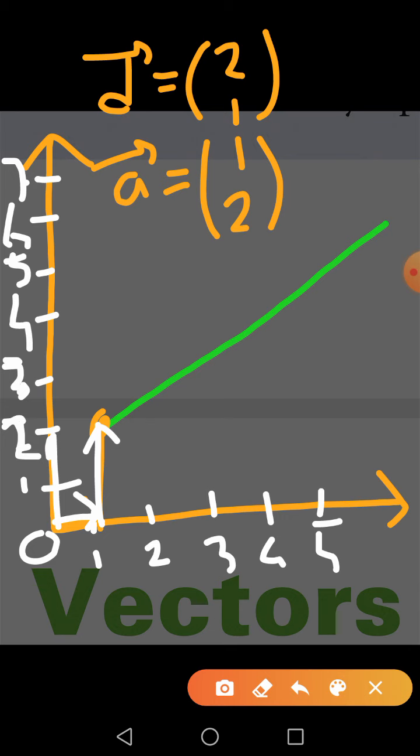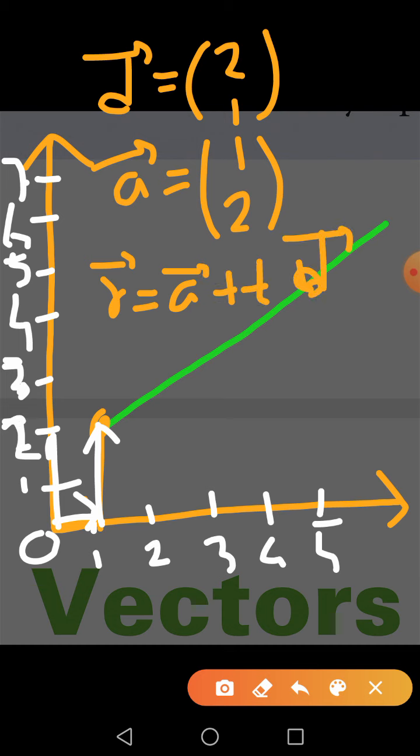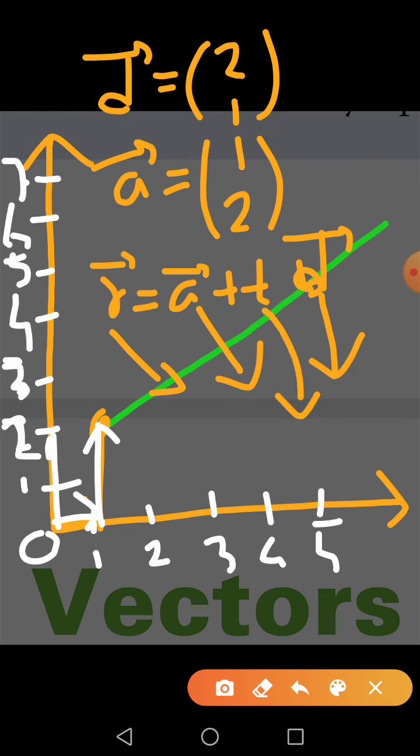Now, what do you know? r equals a plus t d, where r is the position vector of the coordinate point that we are looking for, a is the position vector of any given point on the line, d is the vector of one step that we are taking, also known as the direction vector, and t is the number of steps that we have to take.